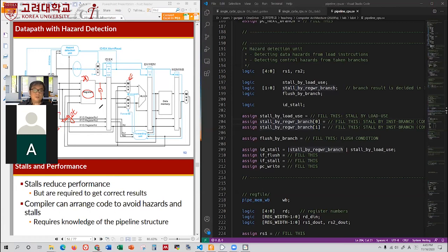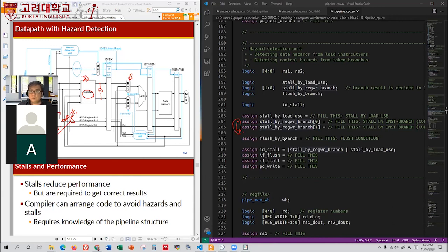So because this branch instruction cannot utilize the data forwarding path, if the branch instruction is here, then we need to stall this branch instruction because the data is not generated yet by this add instruction. So you need to also implement these pipeline stall conditions for branch instructions. Okay, need to complete.